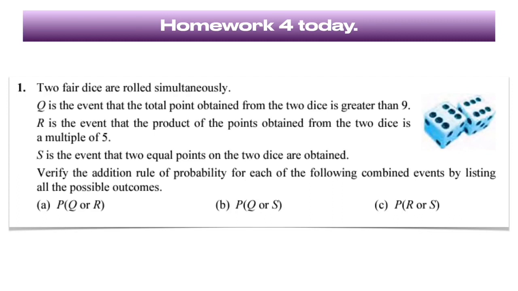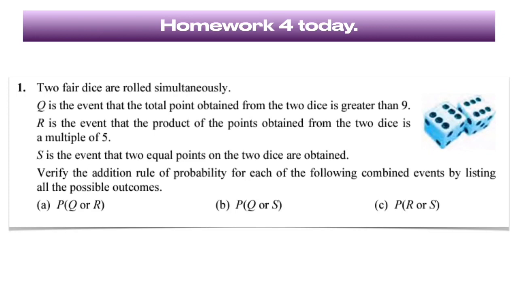For R, it is an event that the product of the points, product means multiply, okay, you multiply the points for the 2 dice, is a multiple of 5. That means a multiple of 5 means 1 times 5, so 1, 5. Okay, 2 times 5 also can, it's 10. 10 is a multiple of 5. 3 times 5 also can. Okay, 3 times 5 is 15. 15 is also a multiple of 5. Okay, 4 times 5 also can. 20 is a multiple of 5. Okay, that is the meaning of the event R.